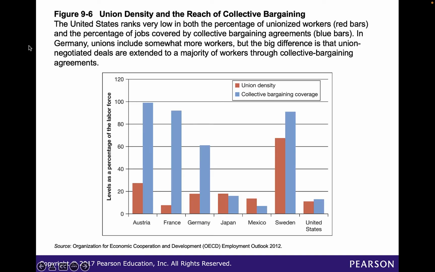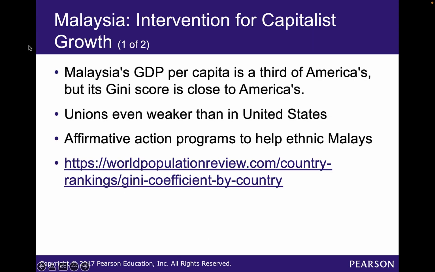Here's just a little bit about unionization. You could see, comparing Germany, 60% of the workforce is unionized. And if you look at the United States on the very right, you could see that that's less. So we're probably around 13 to 14%.